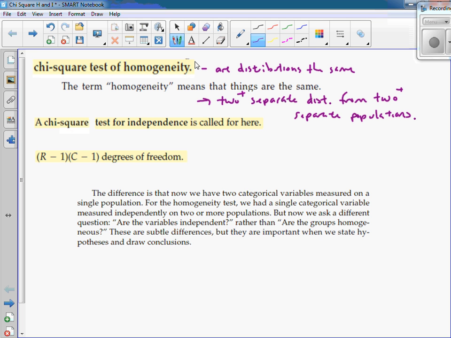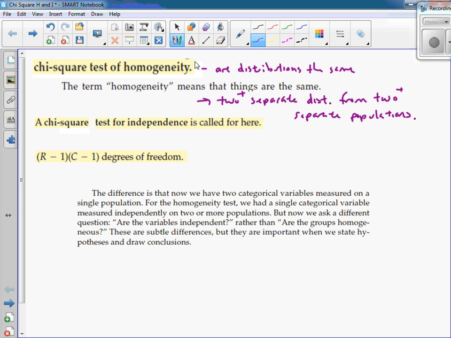For example, if I wanted to know the distribution of grades, A, B, C, D, F, for my statistics classes, based on gender, male and female, I would do a chi-square test of homogeneity if I was interested in the grade distribution from last year compared to the grade distribution of this year. That's 2 completely separate populations I'm pulling data from. So that would be me comparing 2 distributions to see if they are the same. That's chi-square test for homogeneity.